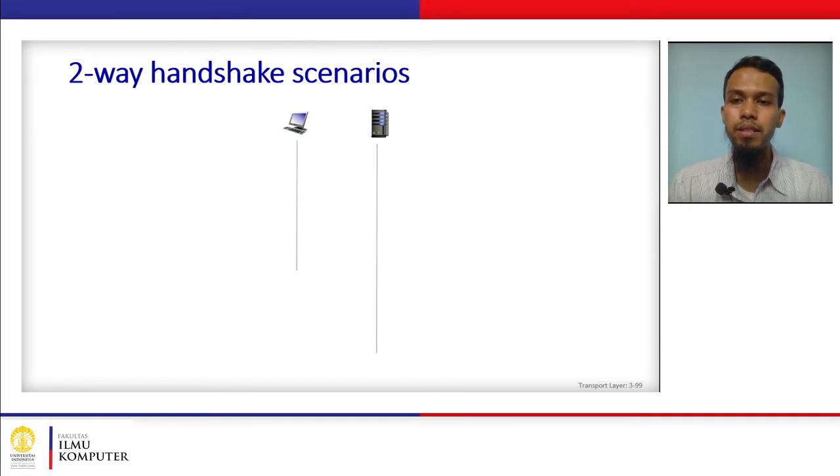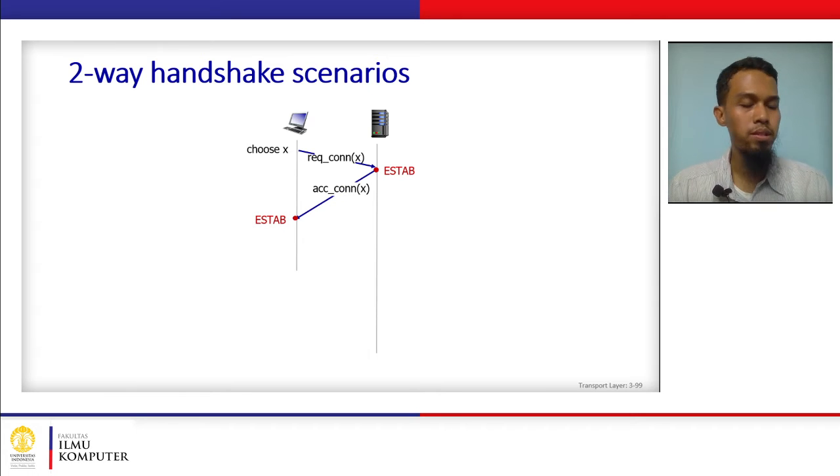Now in the second scenario, let's say the request connection message is sent by the client and received by the server, and the server sends the accept connection message. But then there is a delay when the server sends this accept connection message, so that the timeout is already reached in the client. So the client sends another request connection message.